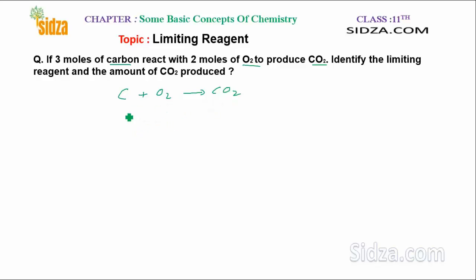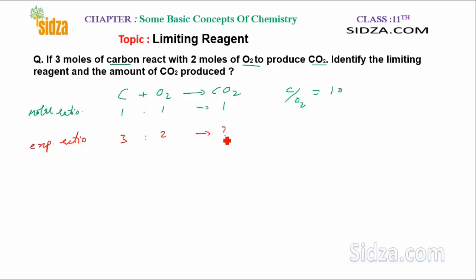The balanced equation says 1 mole of carbon reacts with 1 mole of oxygen and you get 1 mole of carbon dioxide. So this is the balanced equation molar ratio, right? Therefore the ratio between carbon and oxygen here is 1 by 1, it is 1. And in our experiment we mixed 3 moles of carbon with 2 moles of oxygen, right? So our experimental ratio is 3 moles of carbon to 2 moles of oxygen.